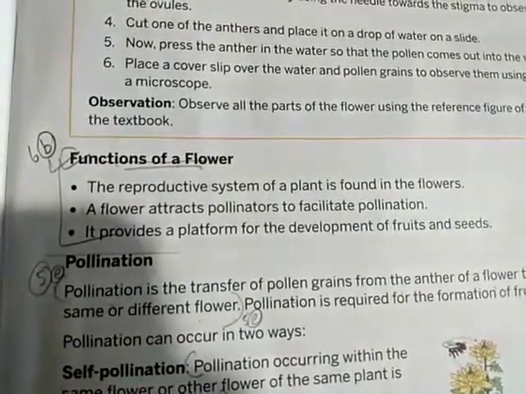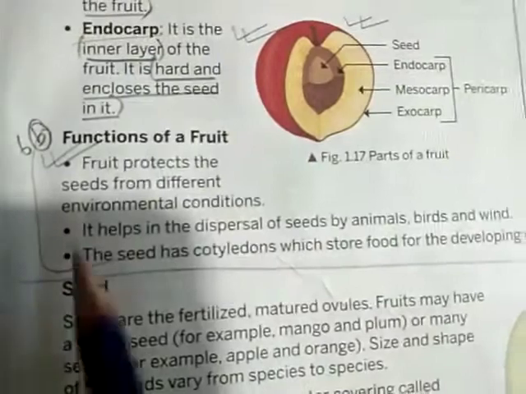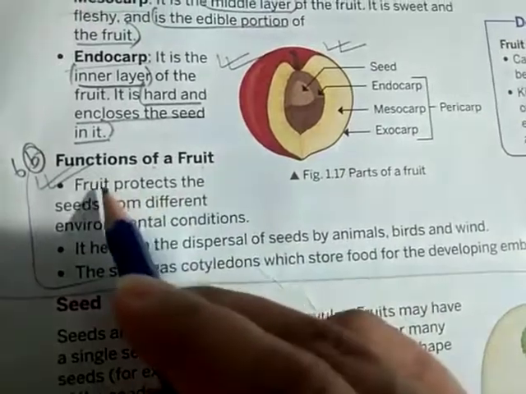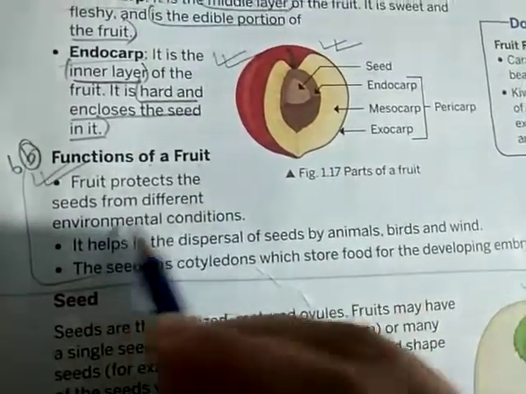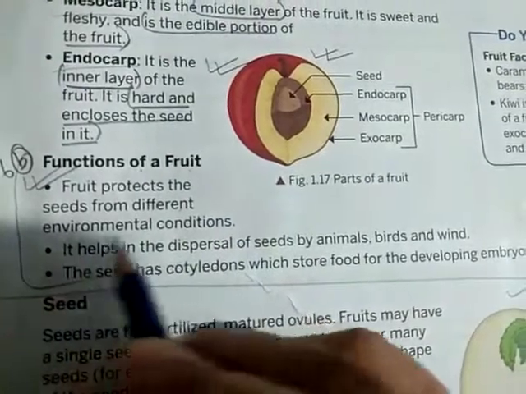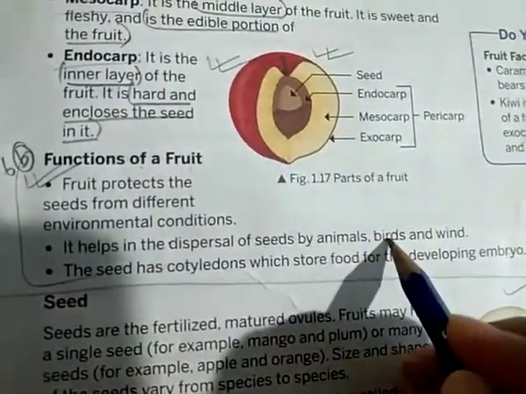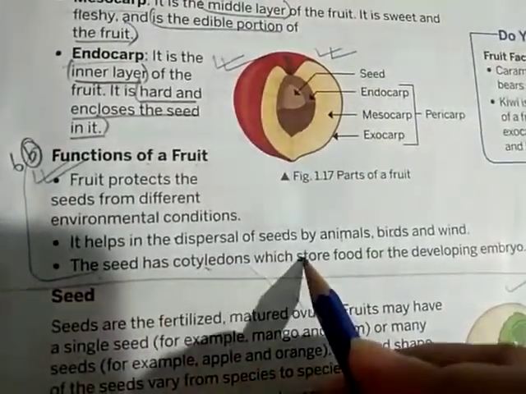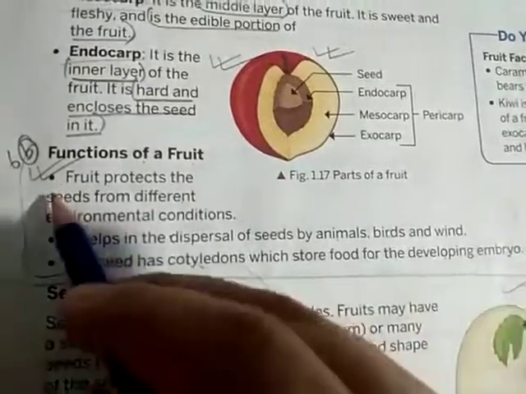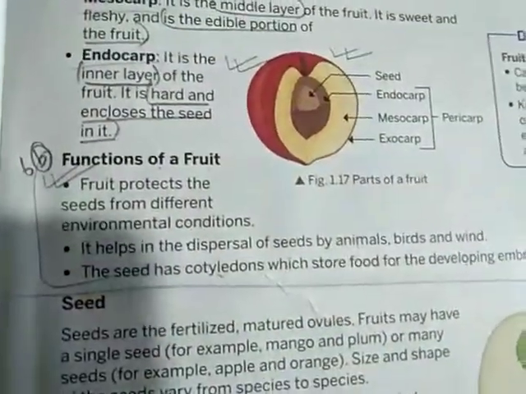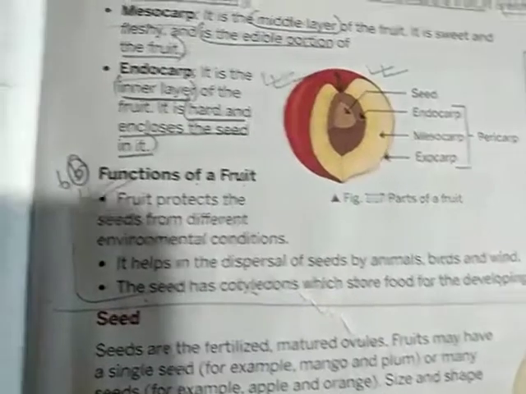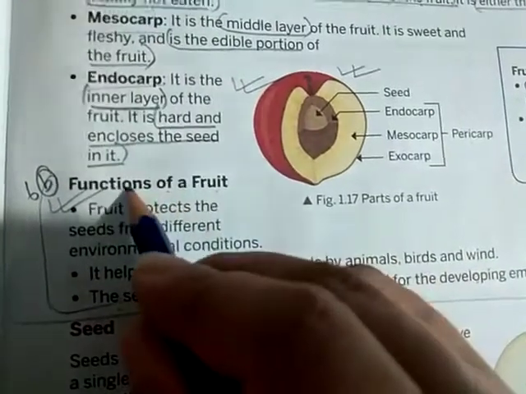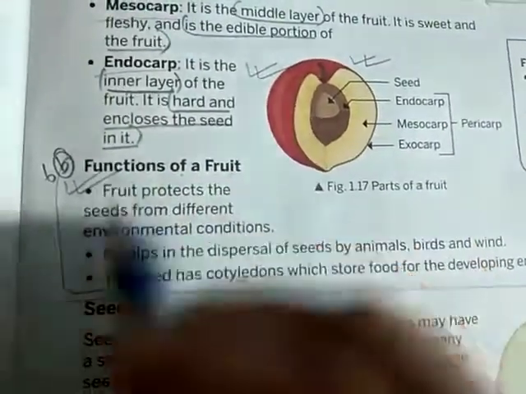Moving on to page number 15. Very clearly 3 points are given for functions of a fruit. Fruit protects the seed from different environmental conditions. Point number 2, it helps in the dispersal of seeds by animals, birds and wind. Point number 3, the seed has cotyledons which store food for the developing embryo. So, one part you have in page number 13, functions of the flowers, and functions of fruit you have in page number 15.